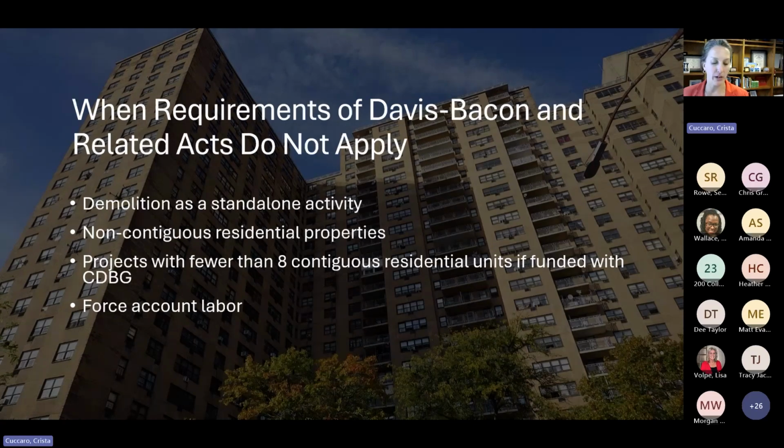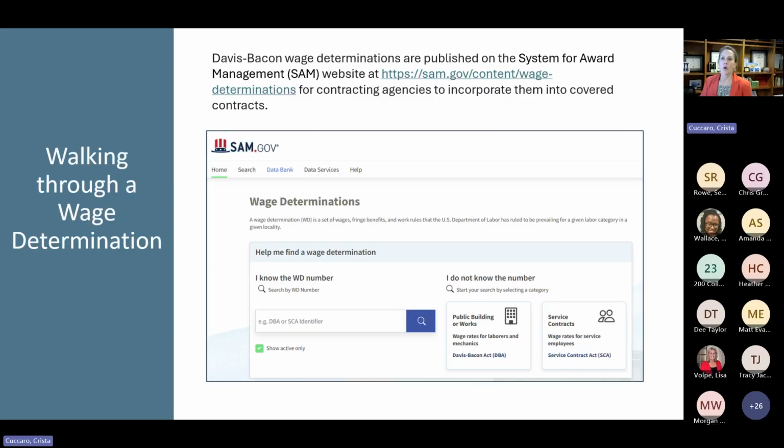All right, so now that we have covered the applicability of Davis-Bacon and the basics, let's talk a little bit more about these wage determinations. So where do you find it? What do you need to know? Davis-Bacon wage determinations are published on sam.gov, which we talked about a few slides ago in reference to suspension and debarment, but also on SAM you can find these wage determinations. And so I've got the hyperlink here, and this is what it looks like when you hop on to sam.gov to find these wage determinations.